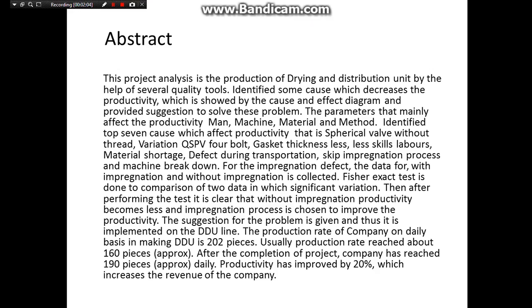The target production rate of the company on a daily basis in making DDU is 202 pieces. Usually the production rate reached about 160 pieces approx. After the completion of the project, the company has reached 190 pieces daily. Productivity has improved by 20%, which increases the revenue of the company.